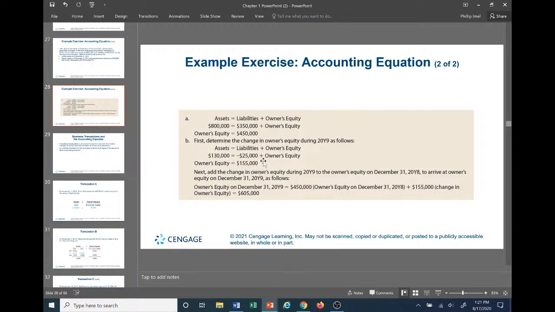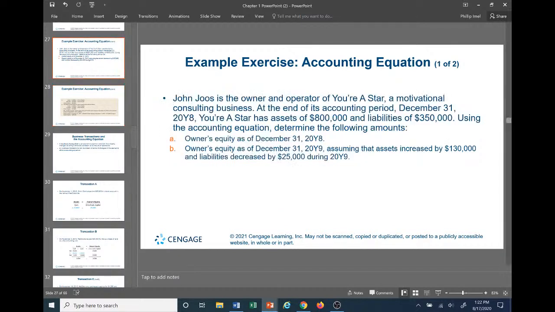And we're going to infer this information from the changes in the assets and the liabilities through the year because we know it's part of this equation: assets equals liabilities plus owner's equity. So the next thing we want to do, we're not there yet. This is just merely the change in owner's equity during 2009. But what they're asking for, if you recall, and the question is owner's equity as of December 31st, 2009.